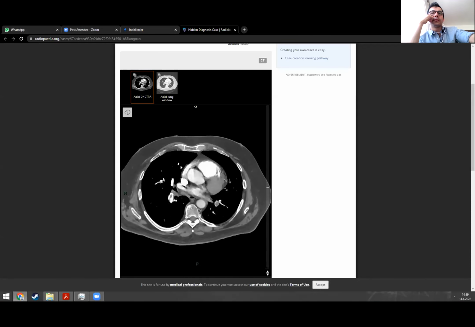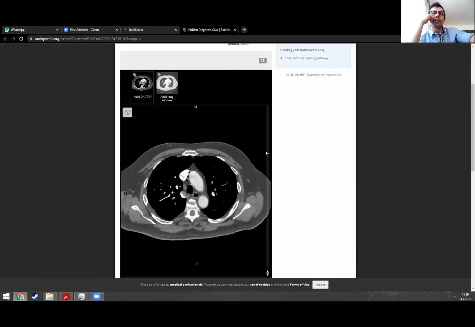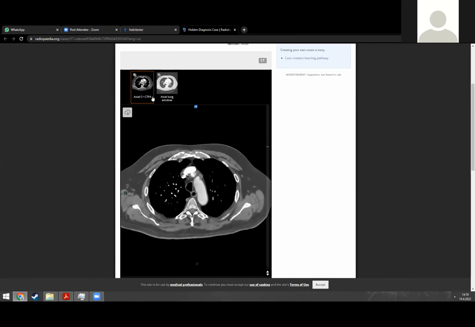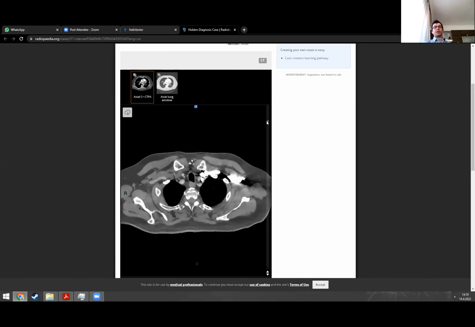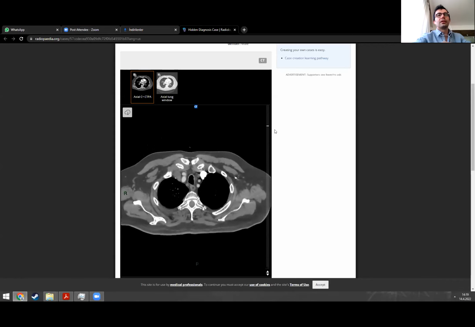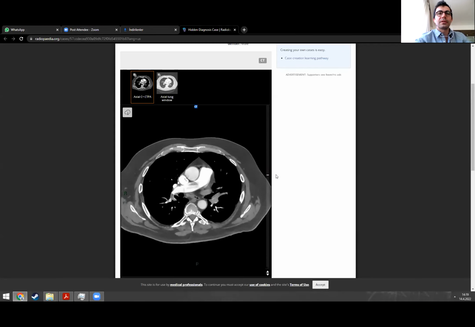Okay, Dr. Emre has opened the patient and he started looking at the... Are we looking at the lung window or the soft tissues now? Right, soft tissue, with contrast. So we are seeing the contrast media inside the blood vessels.